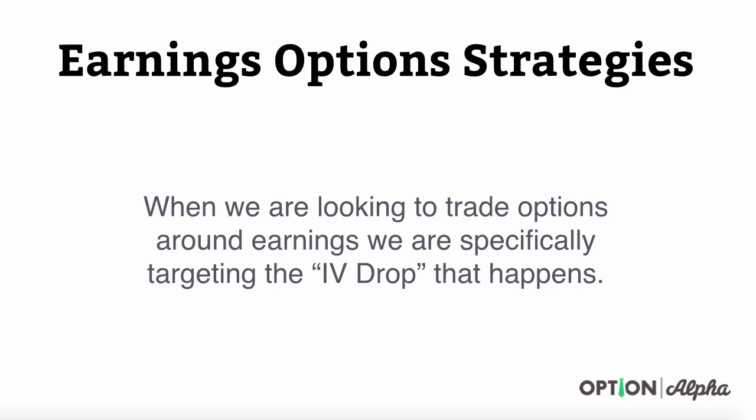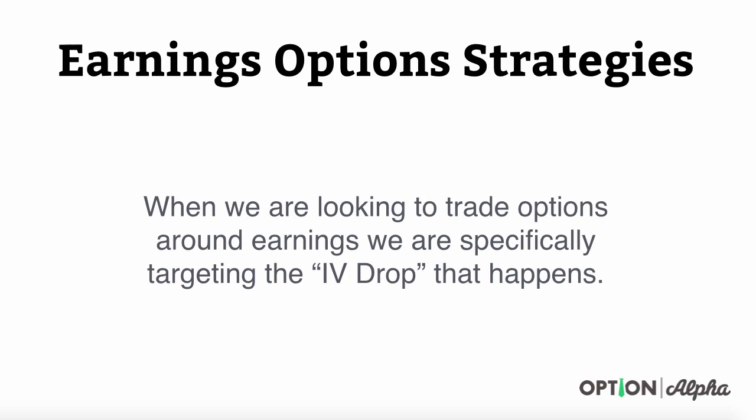In this video tutorial, we want to talk about the different earnings options strategies that you can use. So remember, when we're looking to trade options around earnings, we're specifically targeting that IV drop or IV crush that happens. And that's just a refresher. So when a company announces earnings, we typically see a run up in implied volatility ahead of that earnings announcement because of the unknown that's coming with earnings.